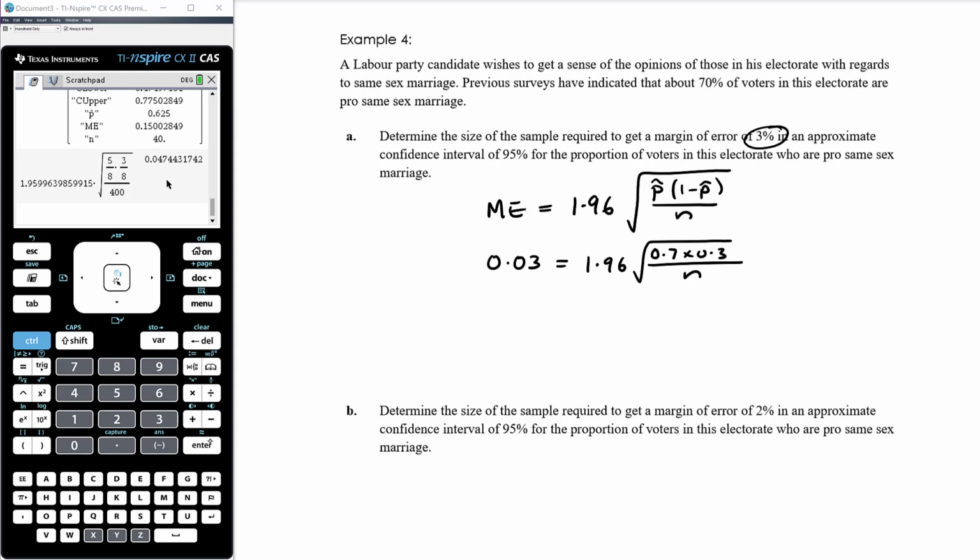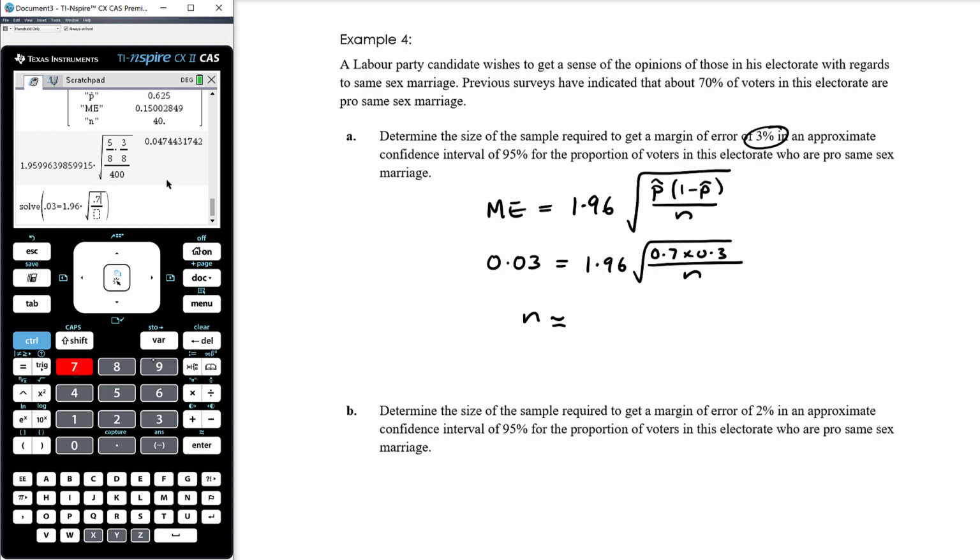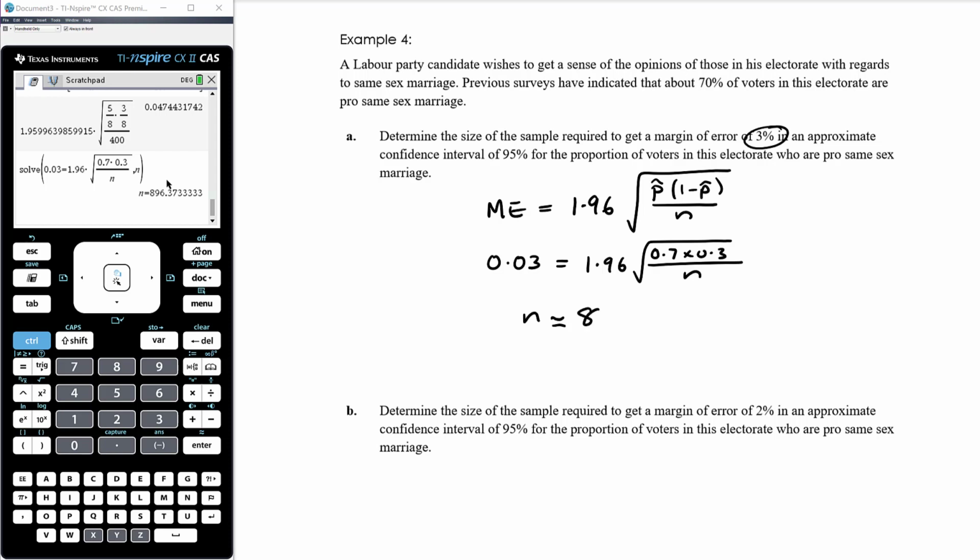over n. We want to solve that for n. So menu, 3, 1: 0.03 equals 1.96 times the square root of 0.7 times 0.3 over n. We want to solve for n. And we find that the sample size would need to be, to the nearest person, 896.